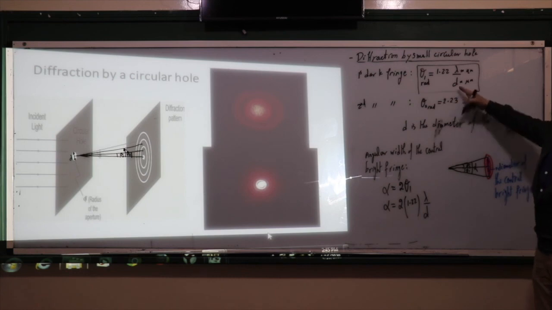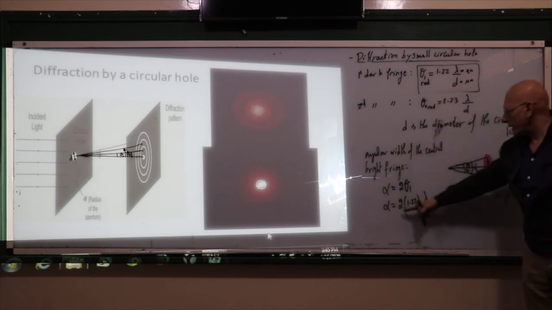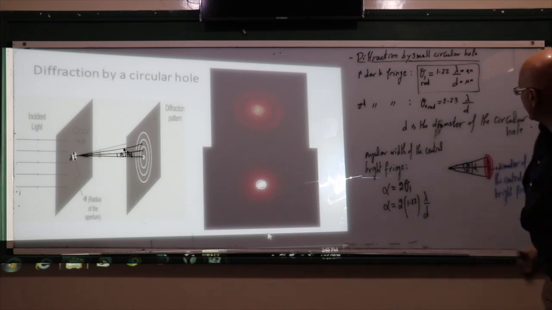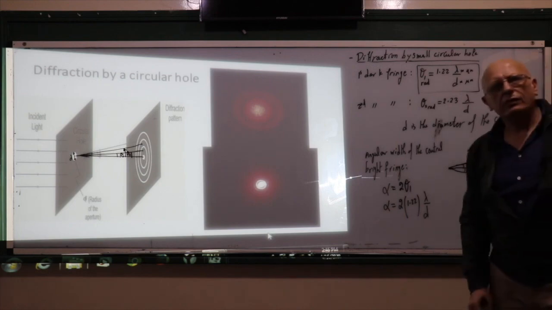Notice here, as d decreases, theta 1, theta 2, and alpha increase, which means that diffraction increases. Okay, see you. This is the end of the chapter.